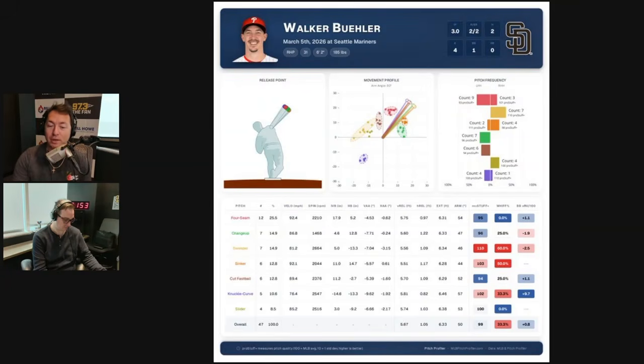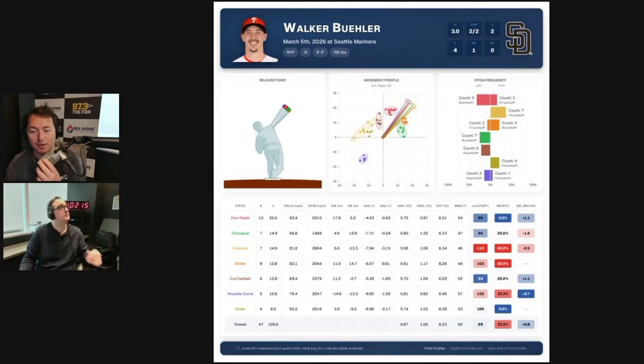Now the middle chart. This is the movement profile. We heard Walker Buehler talk about this in his post-game interview, about how he liked the pitch shape of all of his pitches. Each colored cluster is a different pitch shape. The red is the four-seam fastball. The green is the changeup. Yellow's the sinker. Purple's the knuckle curve. Orange is the cutter. Blue's the sweeper and slider family, so both of those pitches are in that particular category.